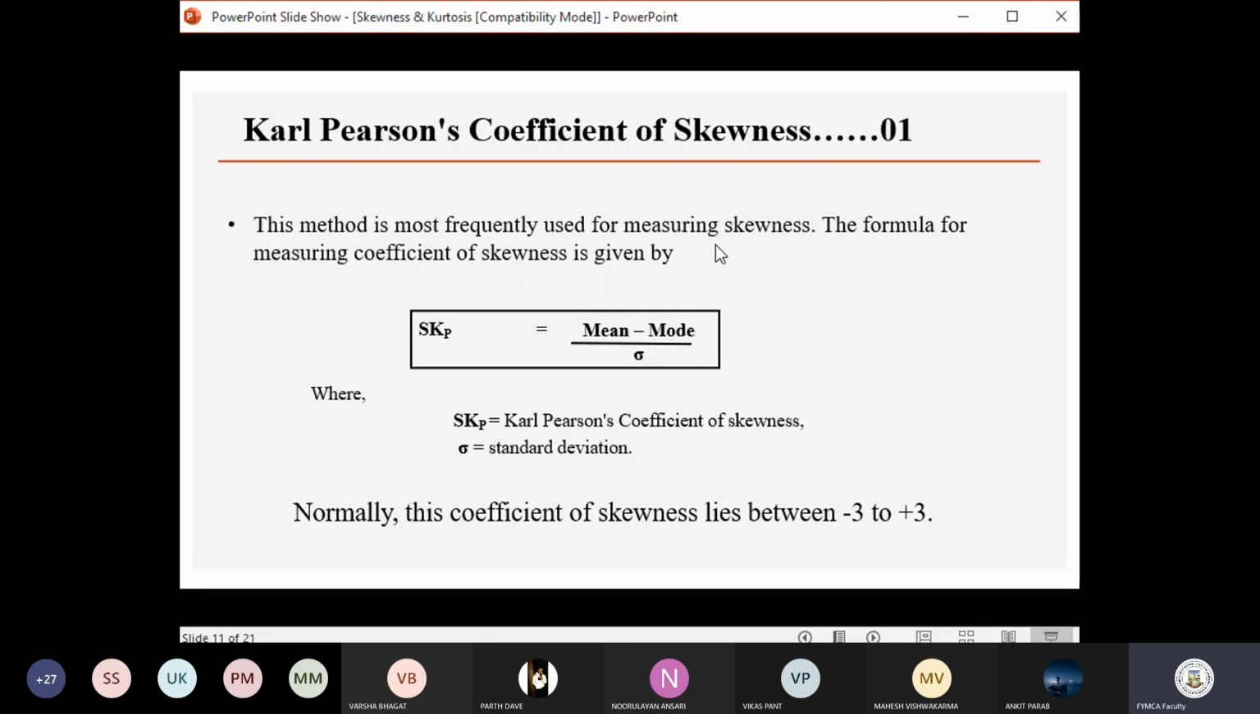This method is most frequently used for measuring skewness, and it is one of the more important formulas, which deals with the mean and mode. Which three parameters are required? Mean, mode, and standard deviation. This SKP indicates the skewness of Karl Pearson. So it is SKP, Karl Pearson's coefficient of skewness, which is equal to mean minus mode divided by sigma.